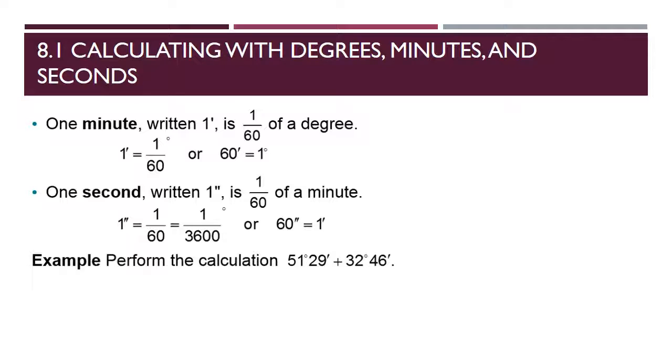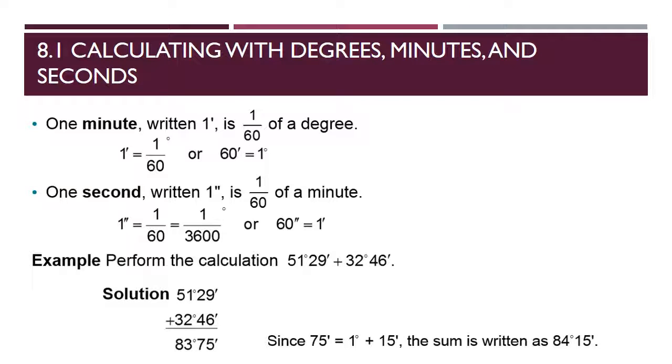So we're going to perform the calculation: 51 degrees, 29 minutes, plus 32 degrees, 46 minutes. Pause the recording, give this a try, and resume to check your answer. Okay, just add them together and you get 83 degrees and 75 minutes. But 75 minutes, 75 is 60 plus 15. In other words, it's 1 degree plus 15. So it's going to be 84 degrees, 15 minutes.